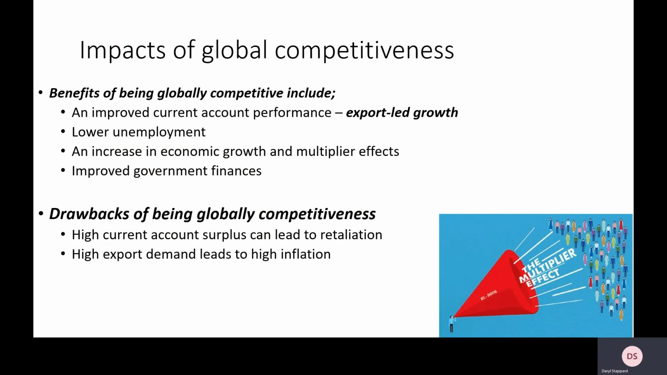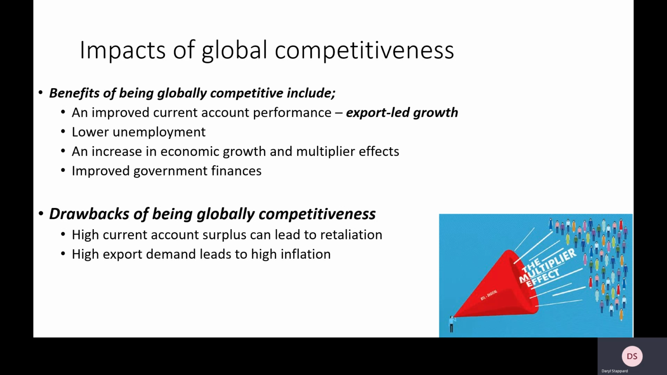Right, everyone, now this bit should be relatively straightforward. We're looking at the impacts of global competitiveness. Now, if you are really internationally competitive, so that could be because of price or non-price reasons, then it will mean there's a high demand for your country's goods and services overseas. The benefit of that will be that you will have an improved trade performance. So it's much more likely to have a trade surplus, and that will fuel export-led growth in your economy. That will clearly lead to an outward shift in aggregate demand, and therefore create an increase in GDP.